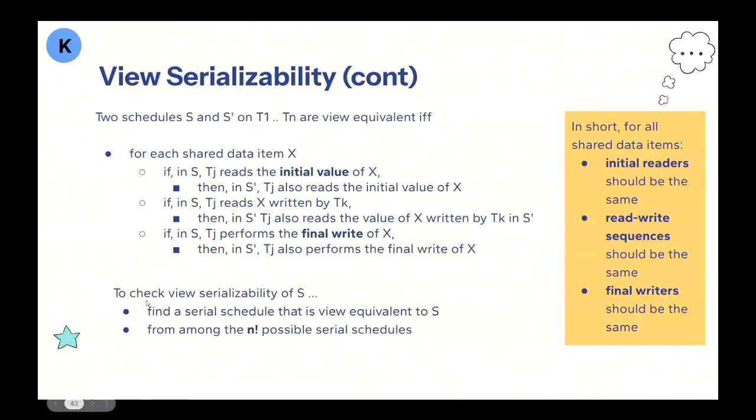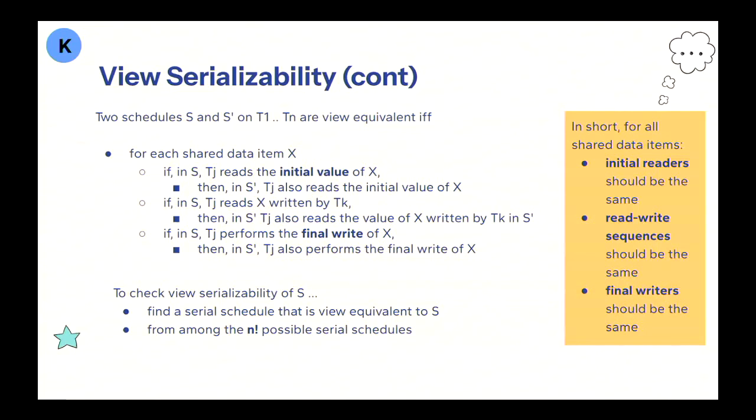So in order to check view serializability of a schedule, we need to find a serial schedule that is view equivalent to the initial concurrent schedule from all the possible serial schedules. And the number of possible serial schedules is n factorial. So n is the number of transactions involved in the schedules. So n factorial is actually all the permutations, the different combinations of orders of sequences of transactions.